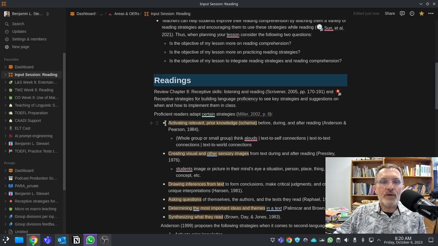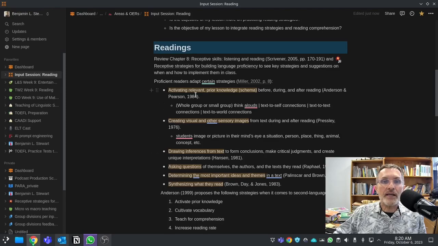And I think one of the most straightforward ways of thinking about strategies when it comes to reading are the following here: activating prior knowledge, helping students create some kind of visual or other sensory image from the text, drawing inferences from the text, maybe in the form of conclusions, making critical judgments, maybe creating some unique interpretations. Asking questions, having students ask questions is another strategy. Determining the most important ideas and themes. Synthesizing what they have read.